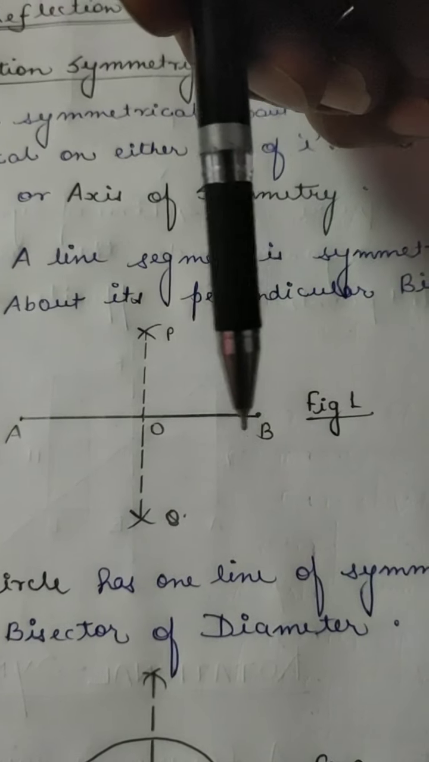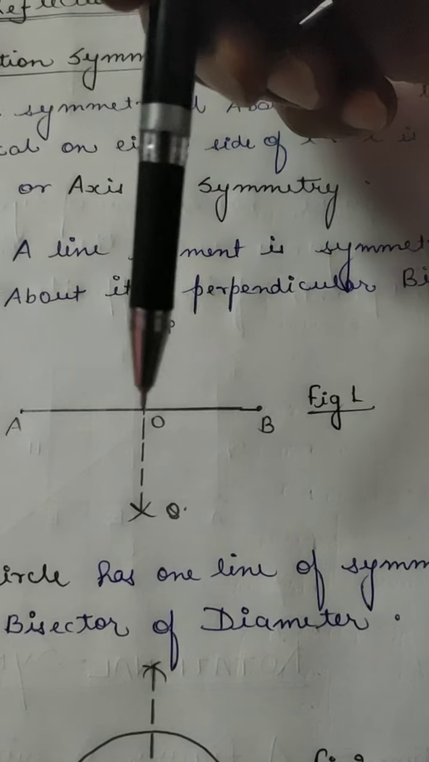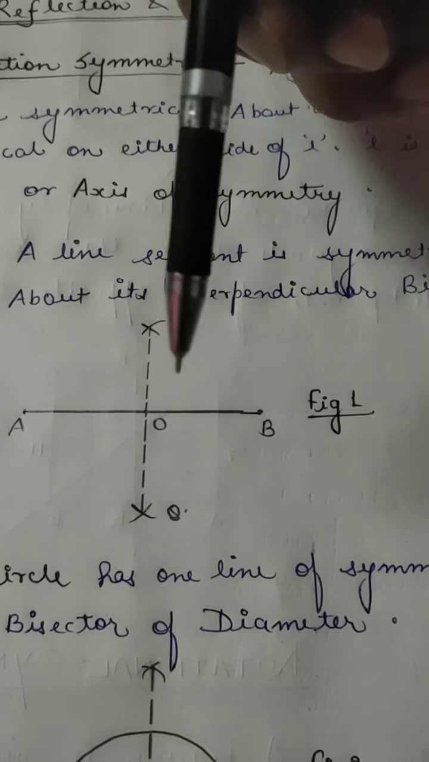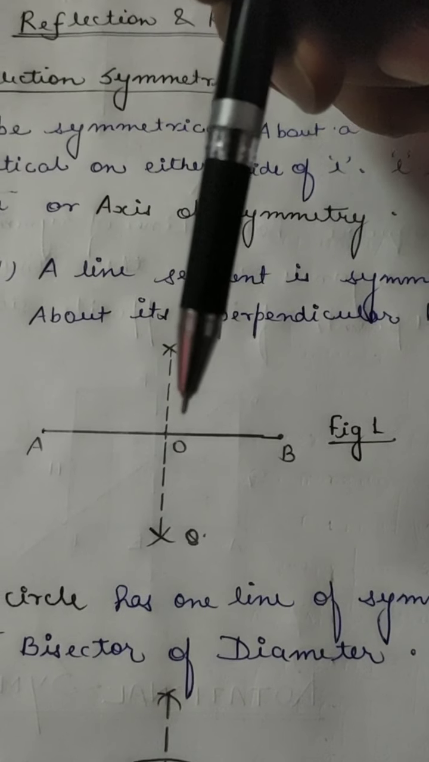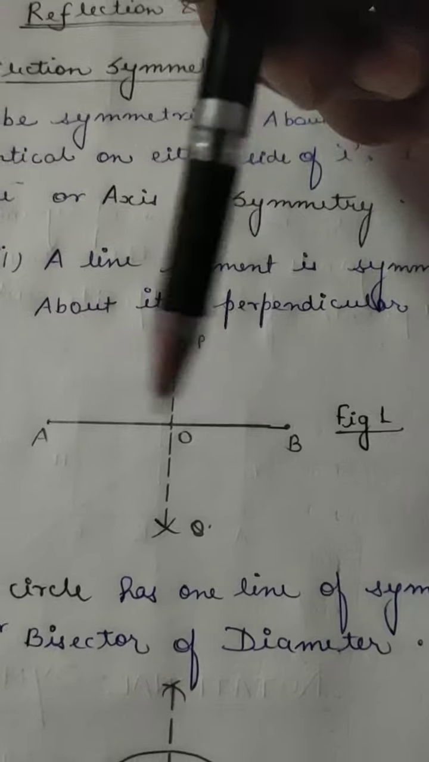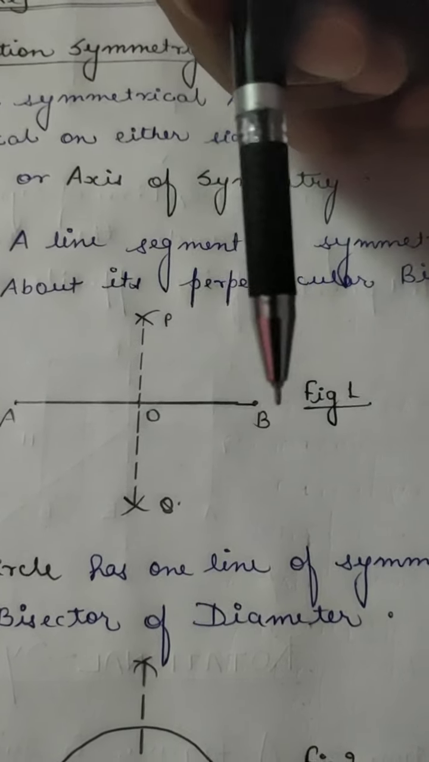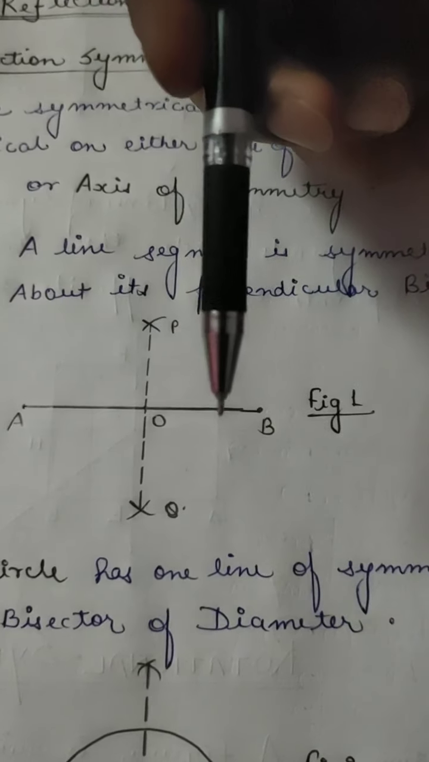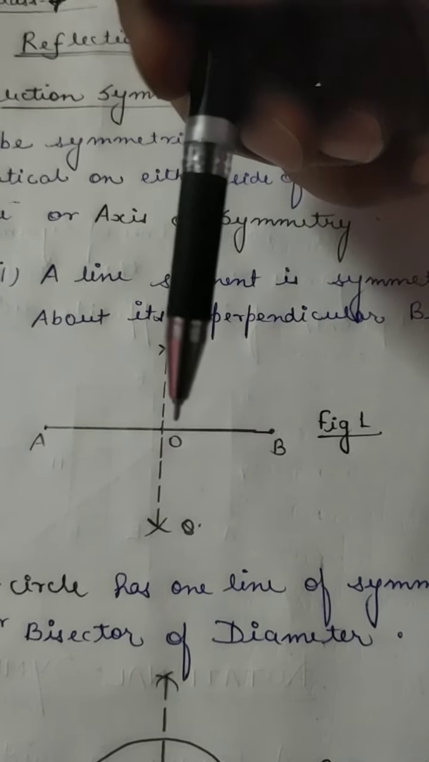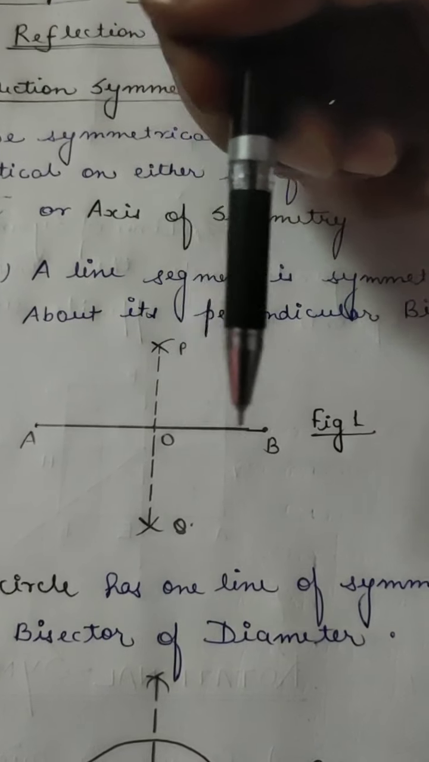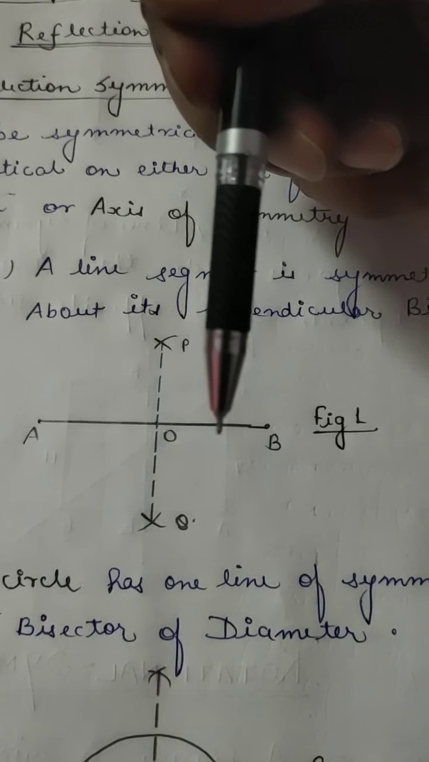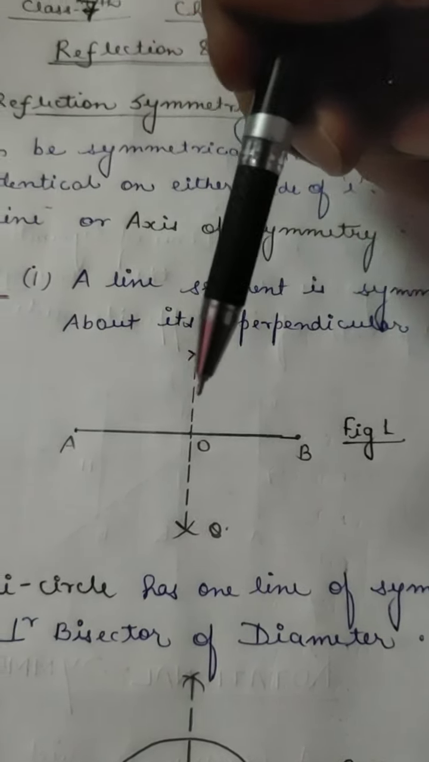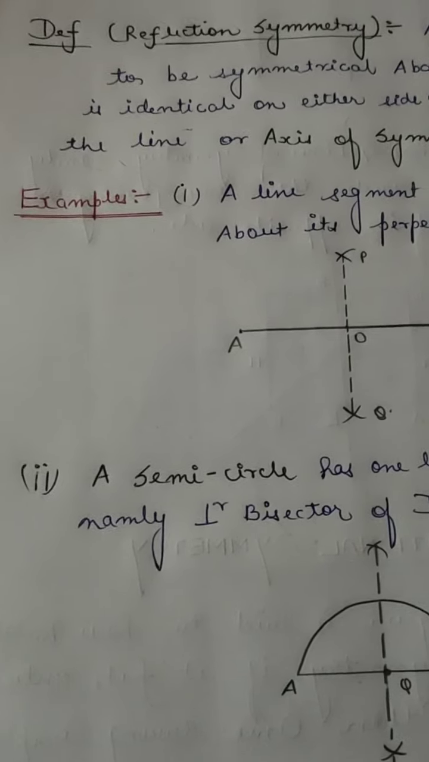Suppose the length of this line segment is 6 cm. Then this part AO is equal to 3 cm and OB is equal to 3 cm. Both these parts are equal and the perpendicular bisector is said to be the axis of symmetry, because if we try to fold this line AO about this perpendicular bisector, then it will overlap OB. Hence AO and OB are mirror image of each other and it is said to be reflection symmetry. So perpendicular bisector is the line of symmetry. Clear?